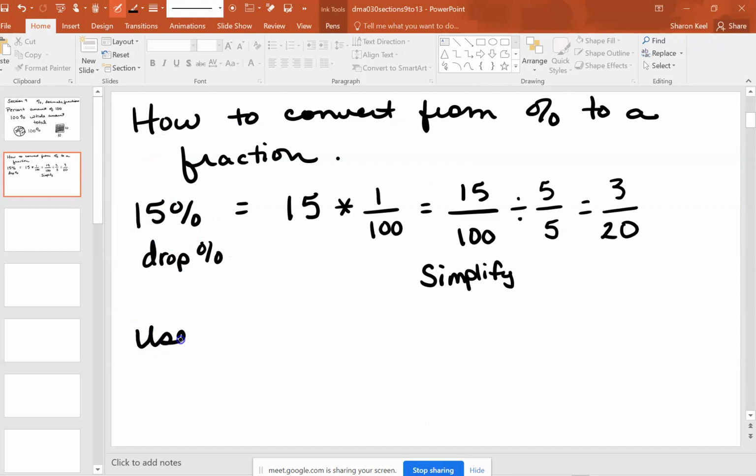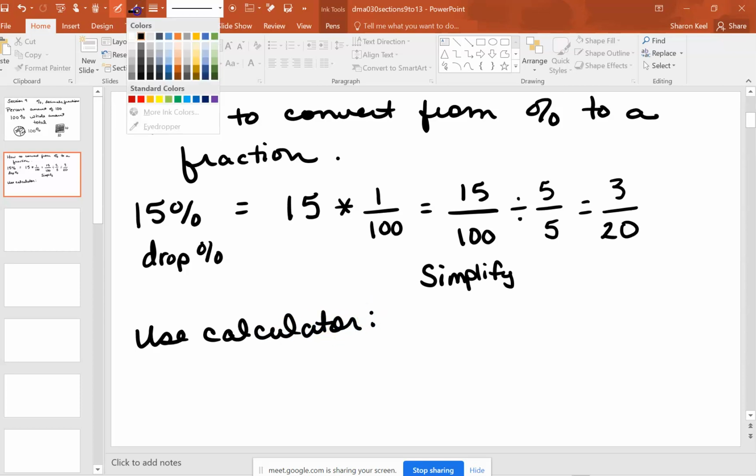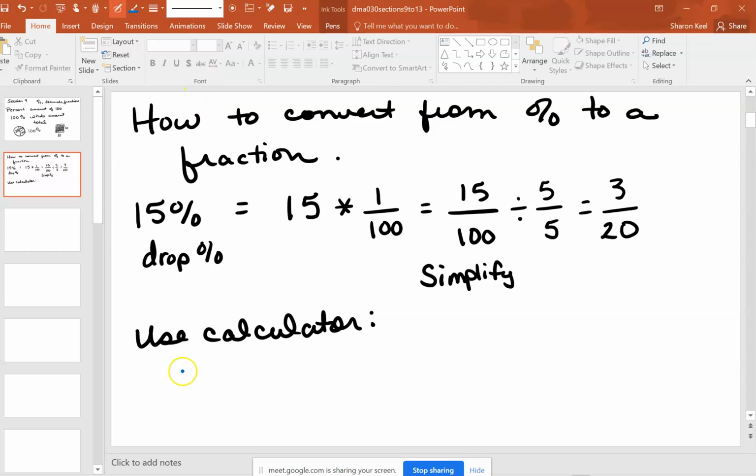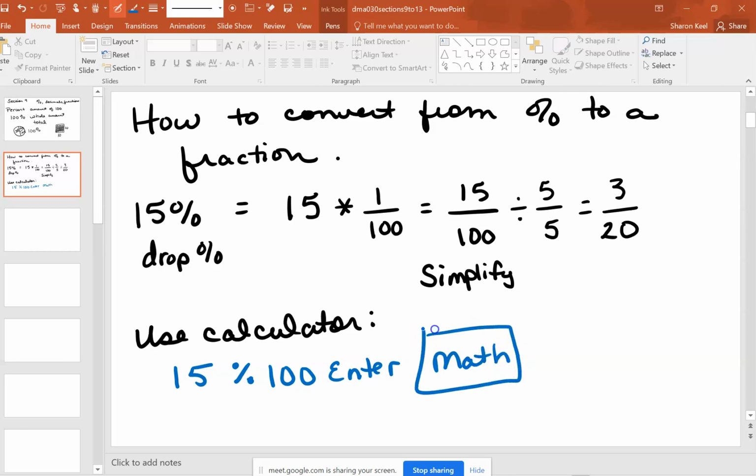So if you're going to use your calculator, our keystrokes are going to be 15 divided by 100. You press enter. It gives you a decimal. Then you press the button that's labeled math, and then you press enter 2 more times, and it gives you a reduced fraction.